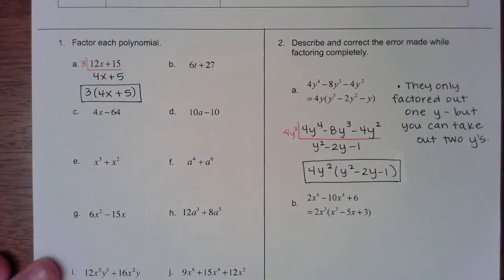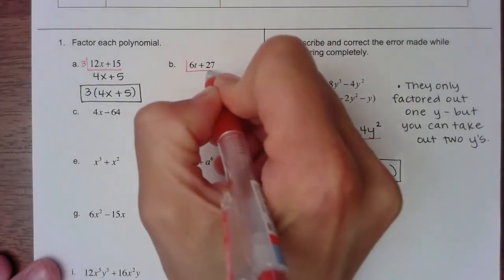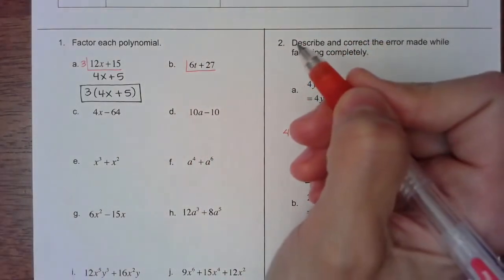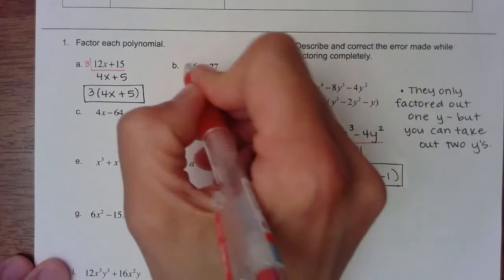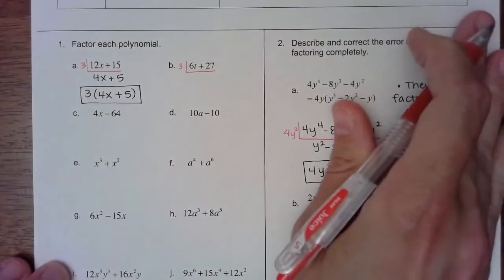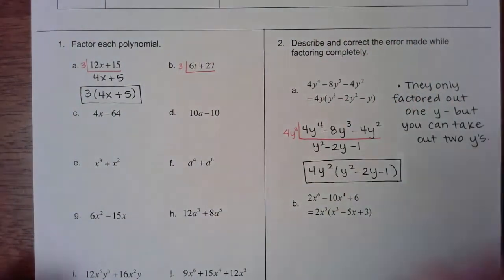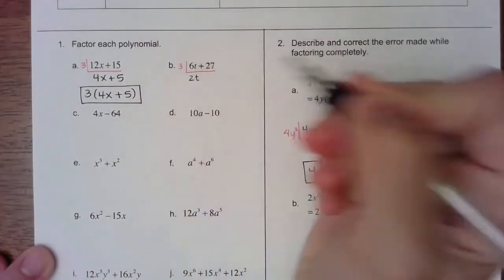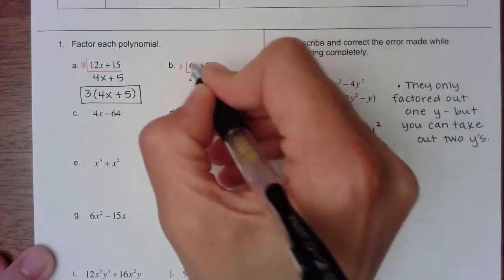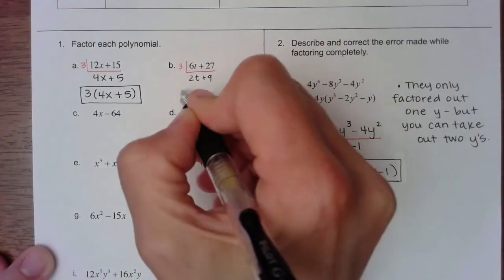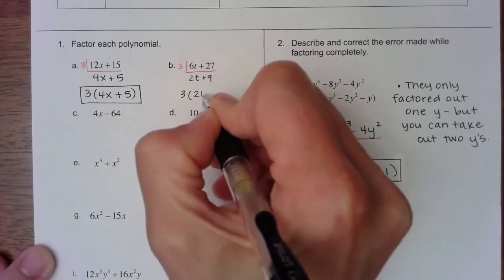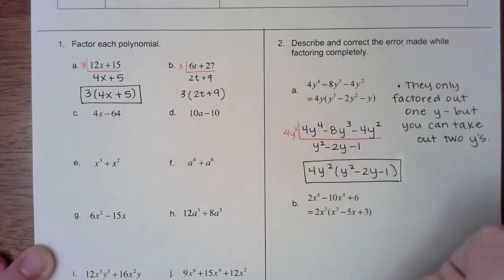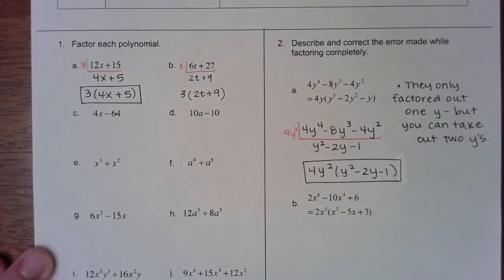As we go through and do the rest of these problems, you want to ask yourself, what's the biggest number I can divide both of them by? On this one, the greatest common factor, or the biggest thing you can take out, is the number 3. 6 divides by 3, and so that would be 2. The t would stay here because I didn't take out a t, and then 27 divides by 3, and that would give me 9. So 3 times 2t plus 9 would be my answer for that one.